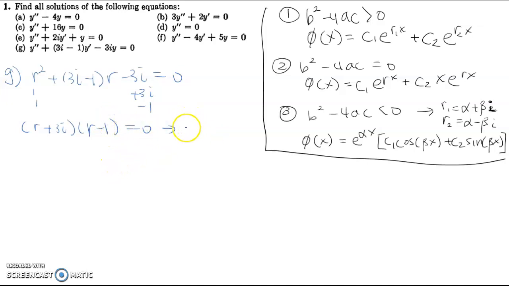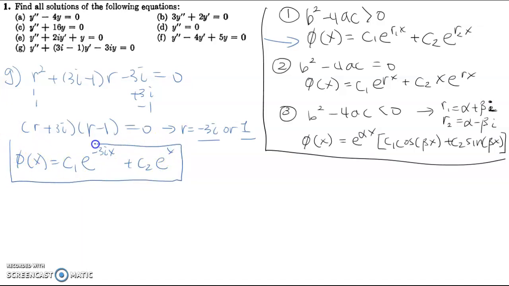So from here, we can get our answers. r can be negative 3i or positive 1. So we get this case where one of our answers is a real number and the other one is an imaginary number. So in this case, we just use our most general option, which is number 1. So we can do phi of x equals c1 e to the power of negative 3i x plus c2 e to the power of 1x. And this completes number 1.